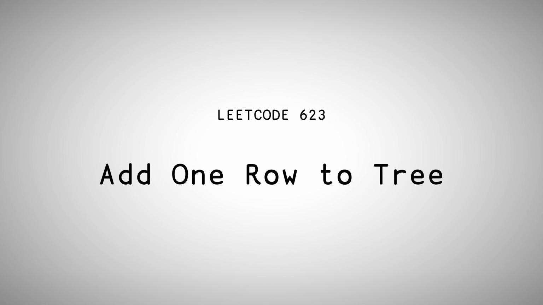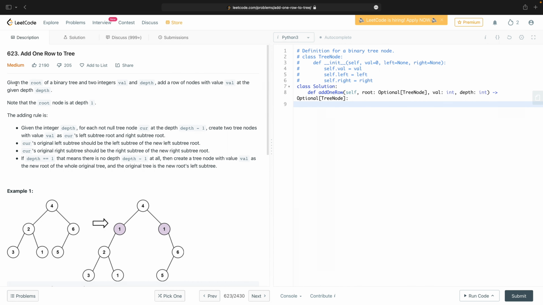Today we are doing the add one row to tree problem. Jumping right in, given the root of a binary tree and two integers, val and depth, add a row of nodes with value val at the given depth. Note that the root node is at depth 1.